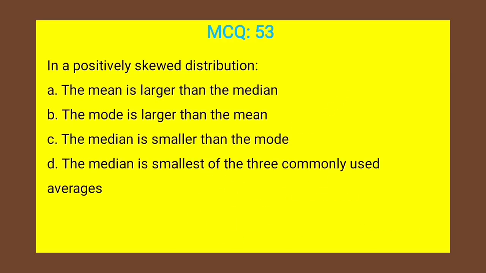So as I was saying, in a positively skewed distribution, the mean is larger than what? The median. So option A is true. The mode is larger than the mean is never true. The median is smaller than the mode is never true. The median is smallest, no, it's never true. So the true statement is that the mean is larger than the median. So let's take note of that.